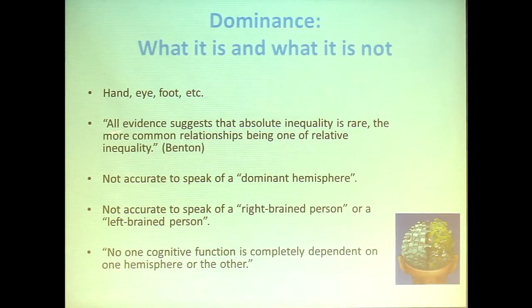you'll read in COB some quotes like this one: all evidence suggests that absolute inequality is rare, the more common relationships being one of relative inequality. Okay, so be careful of being too absolute. It's not accurate to speak of a dominant hemisphere, because you could have cross dominance. You might be dominant with the left hand, but dominant with the right foot, and with the eye. Does it really matter? It does matter, but it matters in certain circumstances.